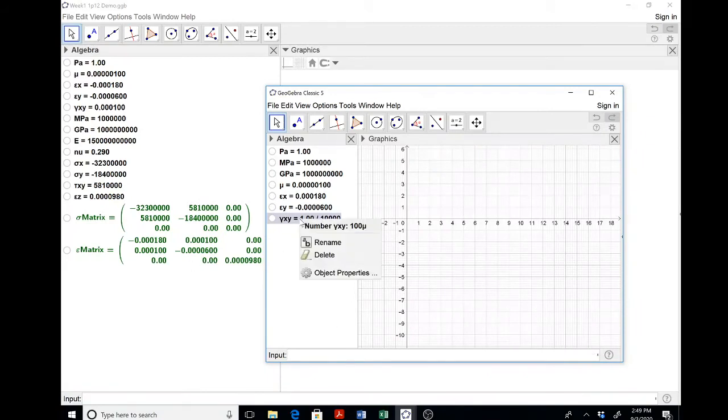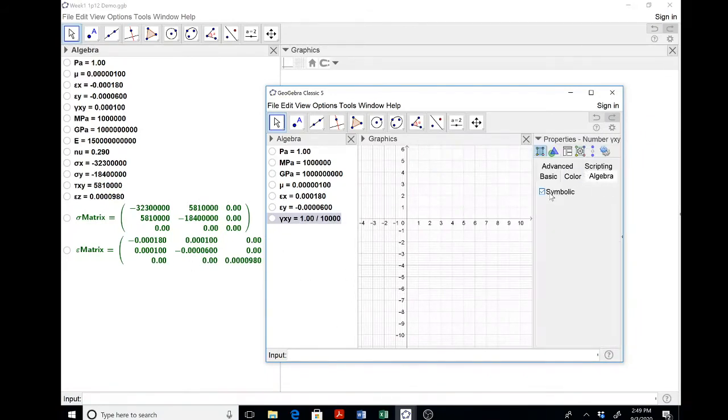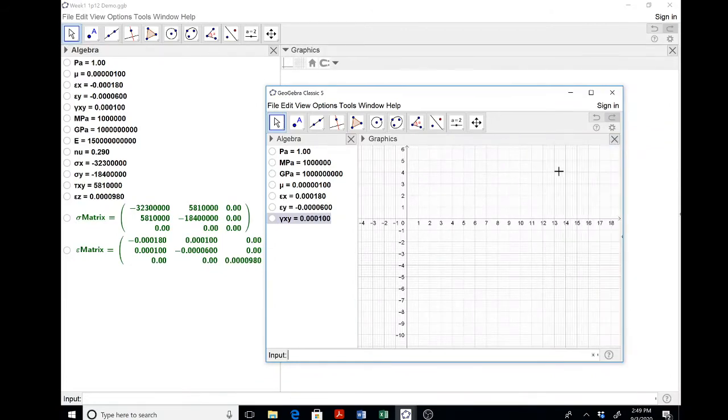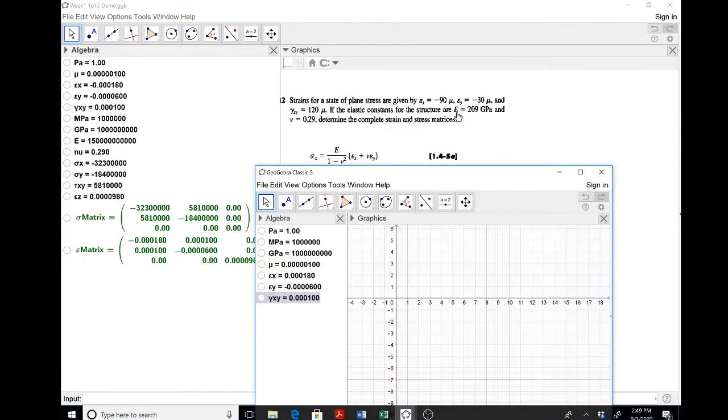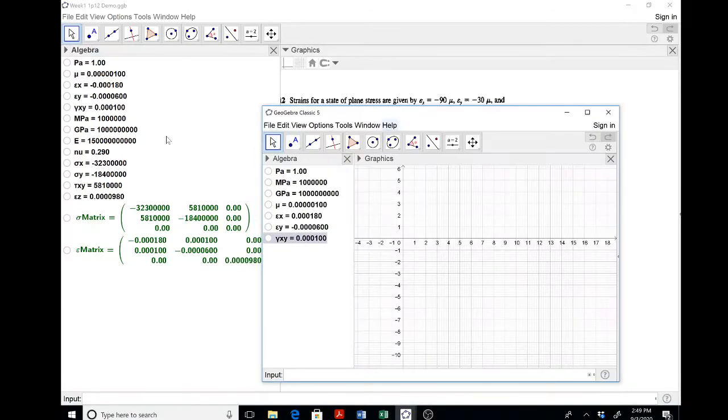And again, I'll unclick the symbolic. You might even want to leave this open, but it takes up a little real estate. Okay, the next thing is I have a modulus of elasticity of 209 gigapascals. Here I'm going to make it 150 gigapascals. So E is 150 GPa.